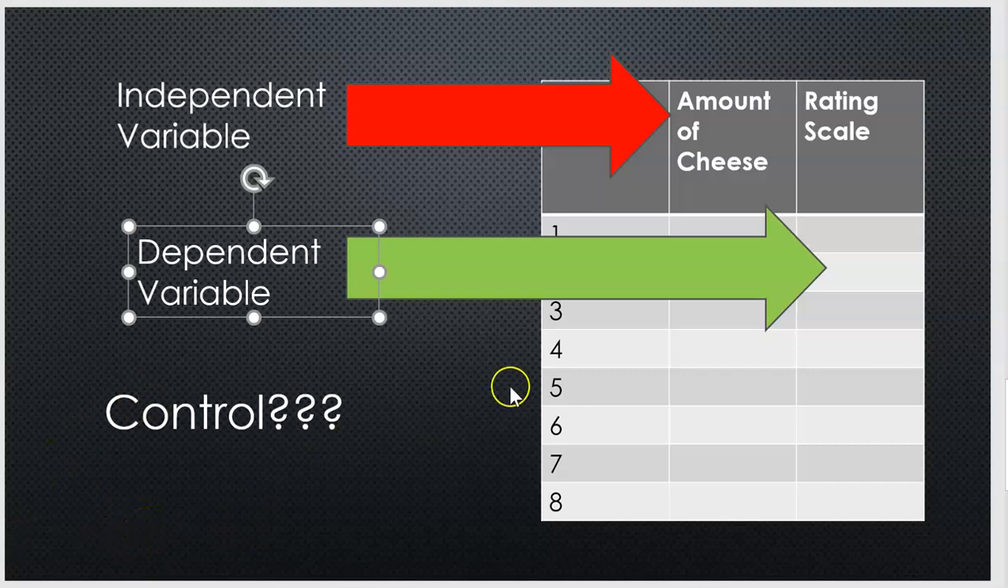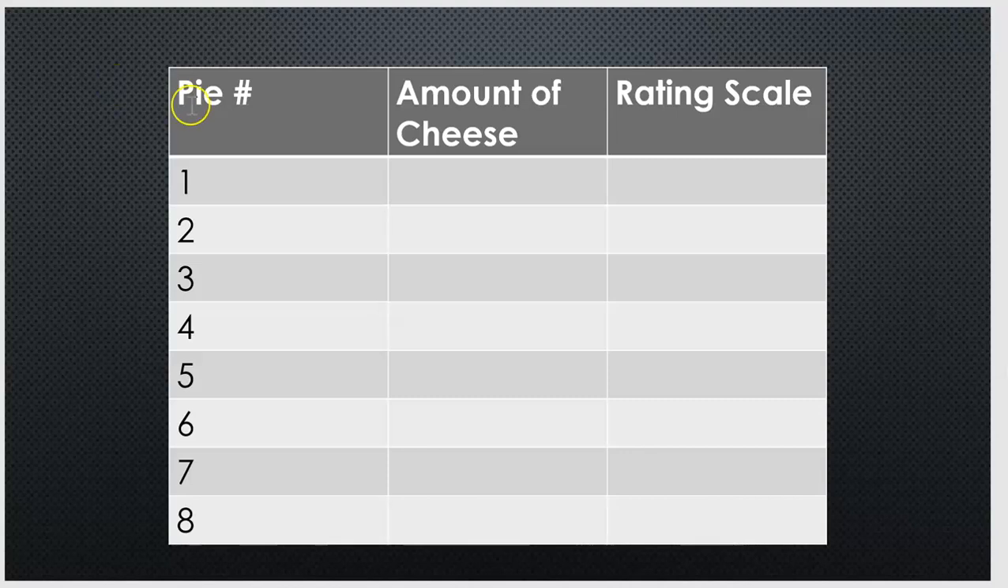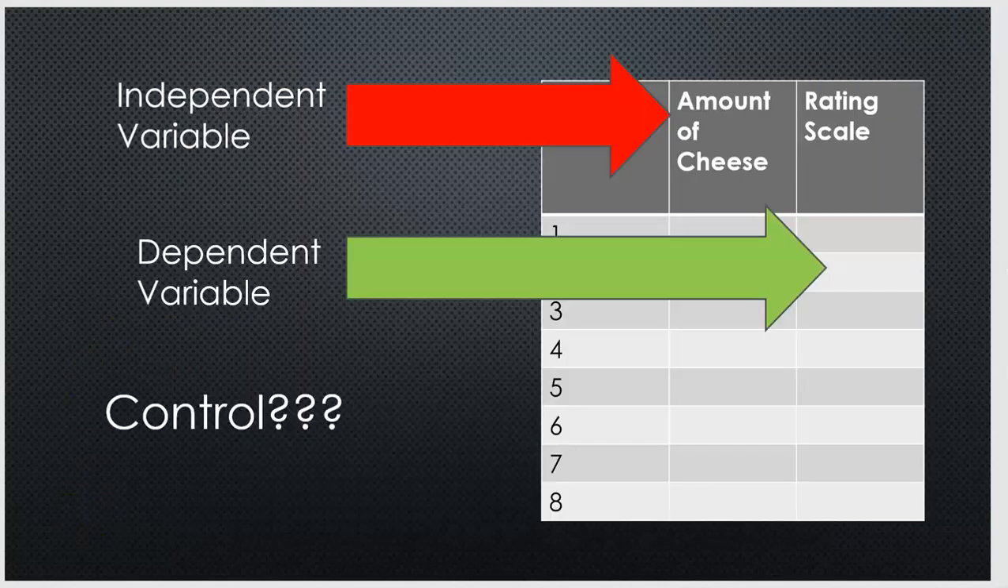So what about our control? What's a control? Well, remember when we talked about that first test that we would do, that baseline, we were going to compare all our other results to how that tasted. That's our control. So our control is our baseline.